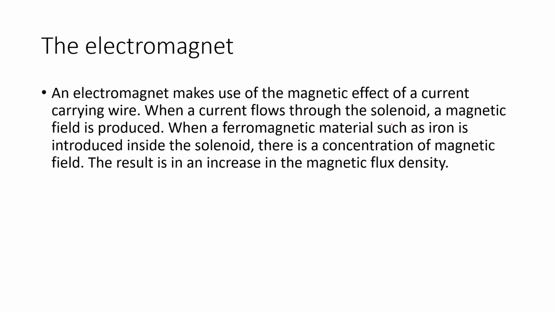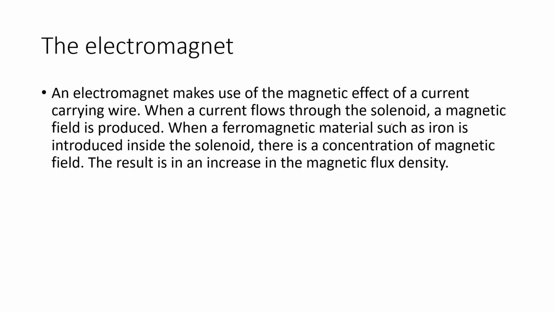Now it says an electromagnet makes use of the electromagnetic effect of a current carrying wire. It says when a current flows through a solenoid, a magnetic field is produced. When a ferromagnetic material such as iron is introduced inside of the solenoid, there is a concentration of magnetic field, and the result is that there is an increase in the magnetic flux density.